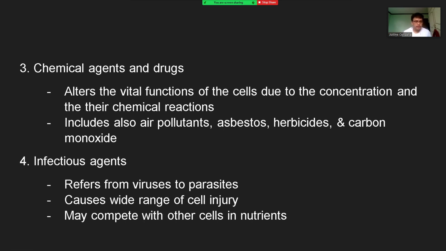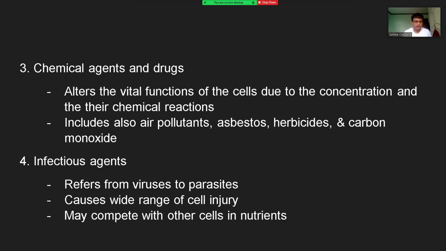Chemical agents, including simple chemical substances such as glucose and salt, can alter the vital functions of the cells. Their harmfulness depends on the concentration, like when oxygen in high concentration becomes severely toxic, and the chemical reactions of some chemical agents are harmful.